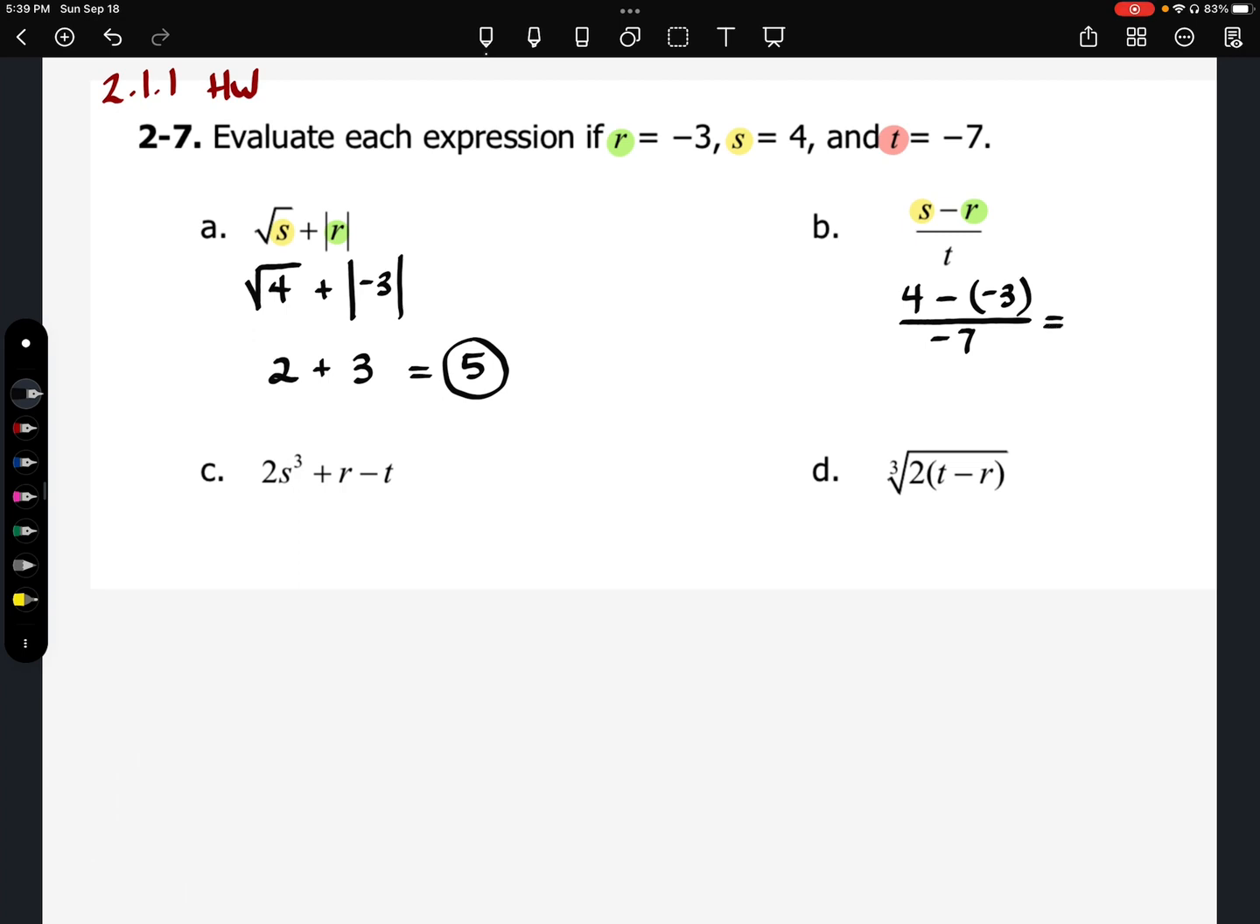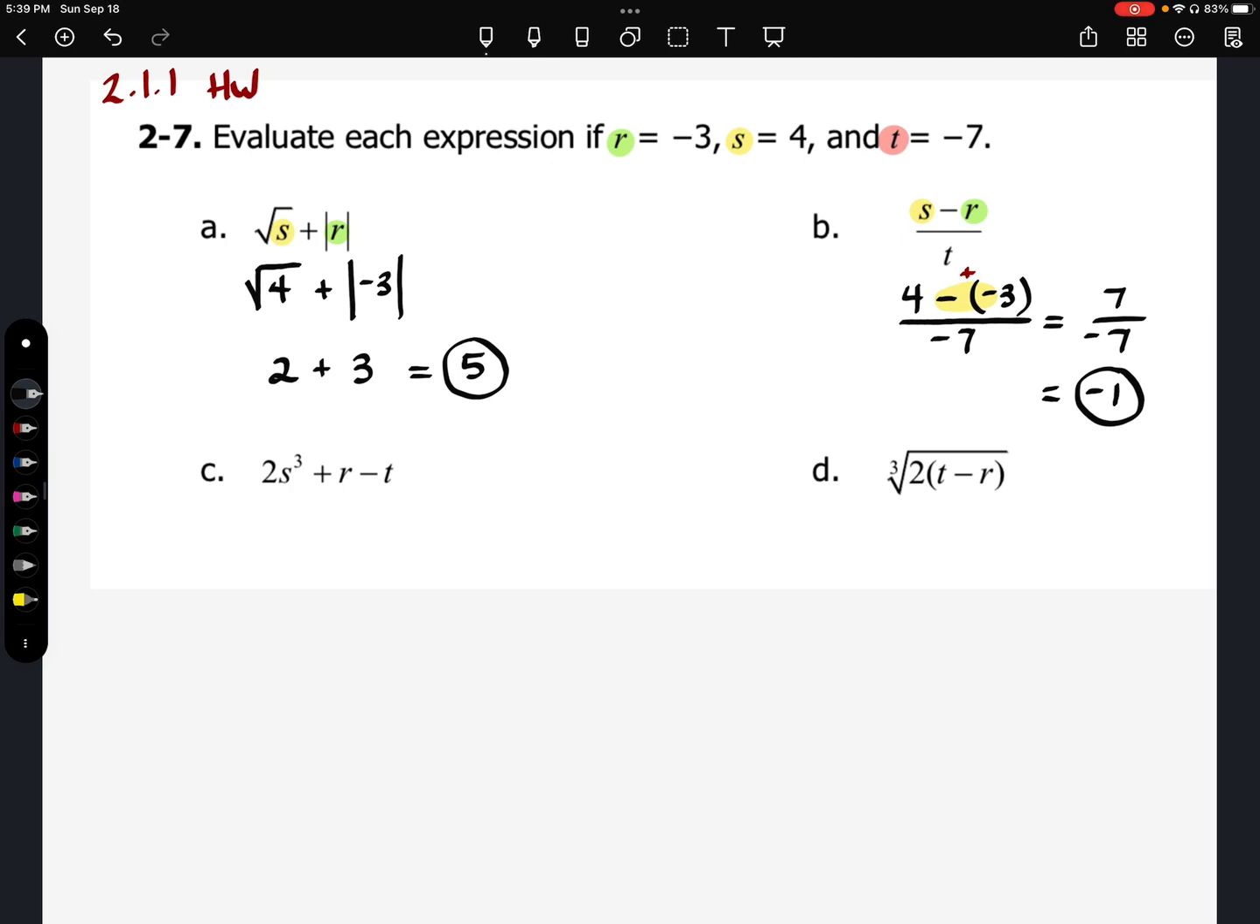Now we're going to follow our order of operations. On the top, 4 minus -3 is the same thing as saying 4 plus 3, which gives us 7. And on the bottom, we have a -7. When we divide something by itself, it's going to be 1. And since one of them is the opposite, we'll end up with -1. That is our answer for letter B.